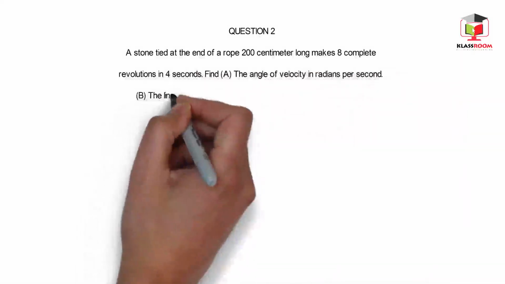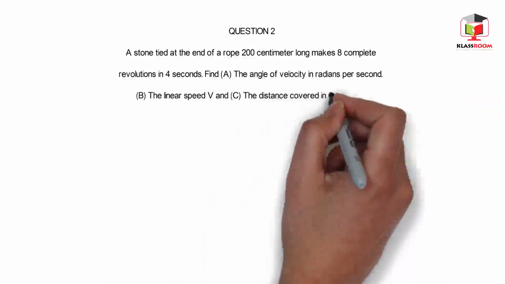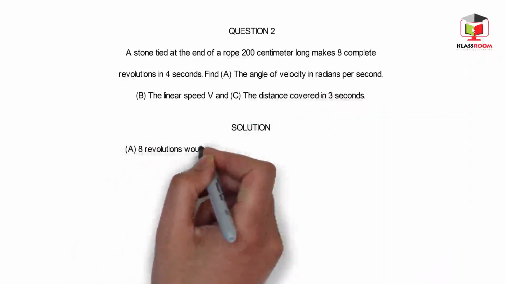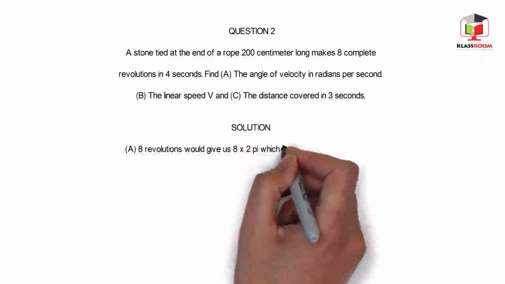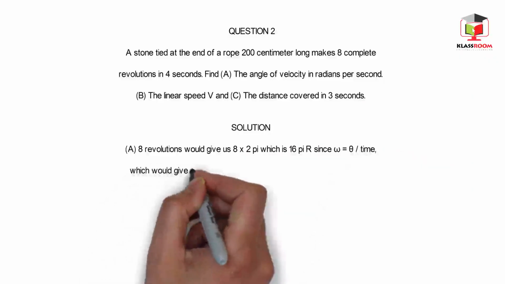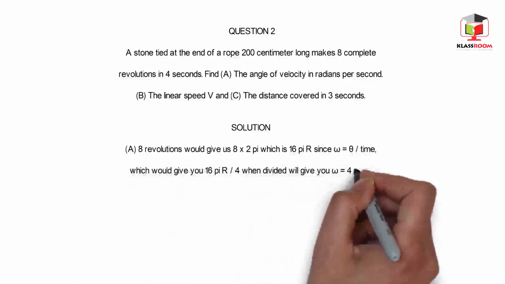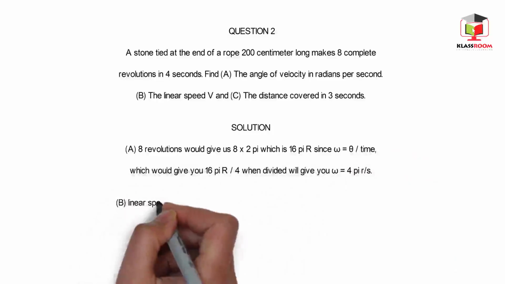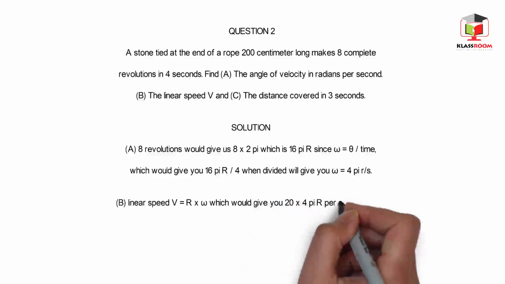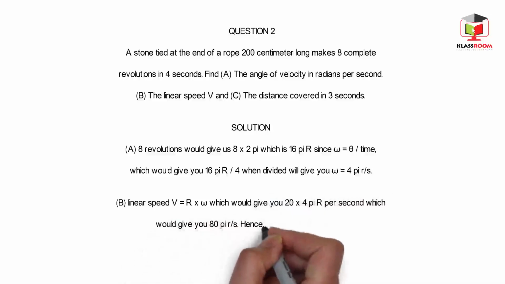Solution. 8 revolutions will give us 8 times 2 pi, which is 16 pi radians. Since omega is equal to theta over time, which will give you 16 pi over 4. When divided, will give you omega equal to 4 pi radians per second. B, linear speed v is equal to r times omega, which gives you 20 times 4 pi per second, which will give you 80 pi. Hence, the v becomes 0.8 meters per second.